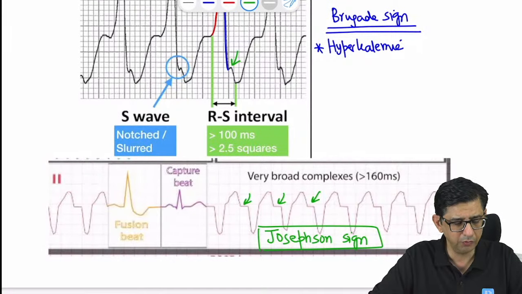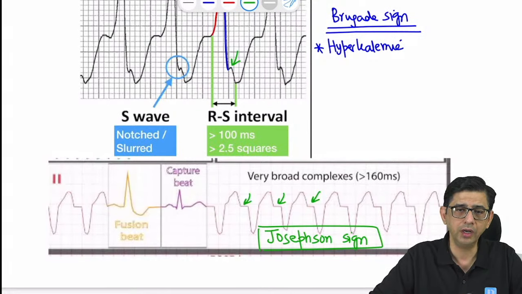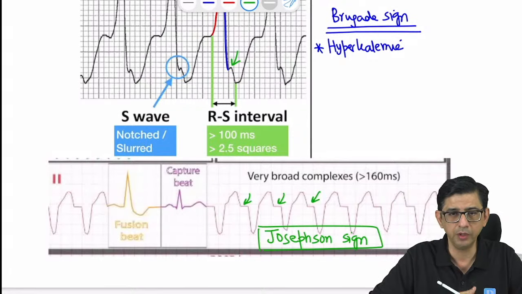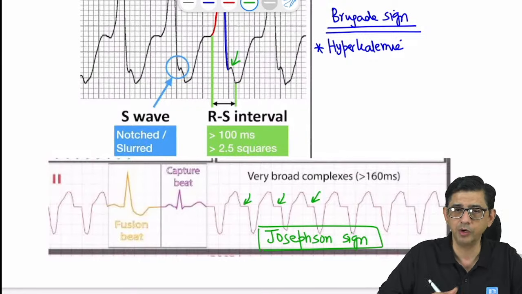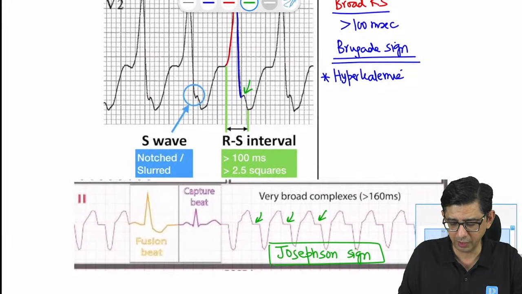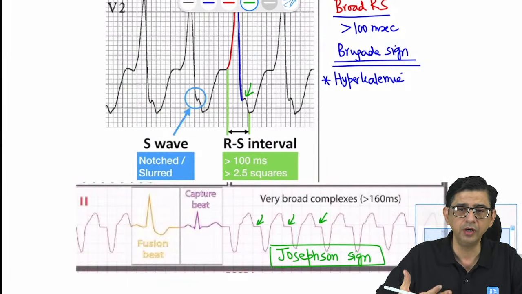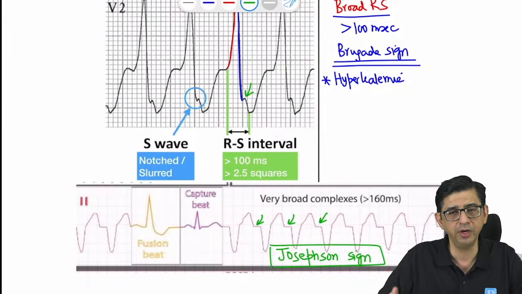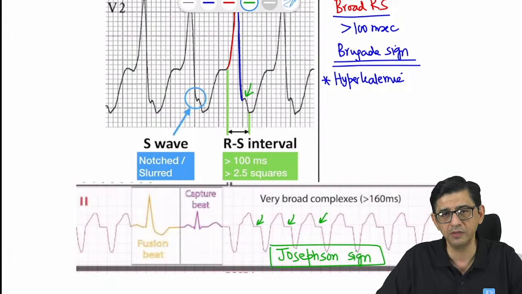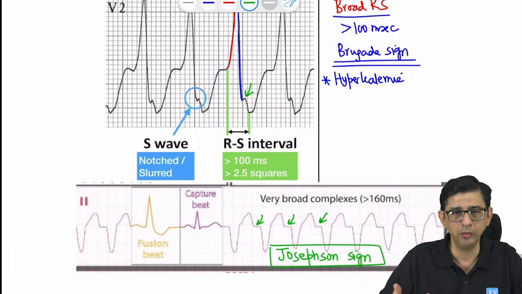If you got Brugada and the first two questions correct, excellent. You are just bang on spot to pick up those small nitty-gritties that can be asked in the question. And ventricular tachycardia basically has intramyocyte conduction that explains both of these findings, the Brugada component and the Josephson sign, the shelf that comes up.